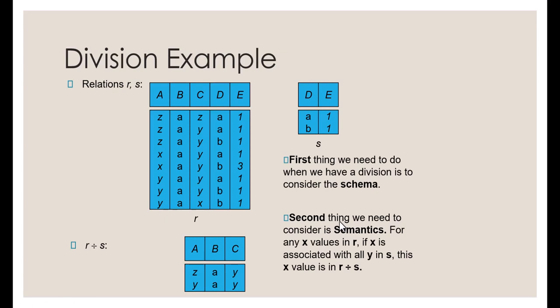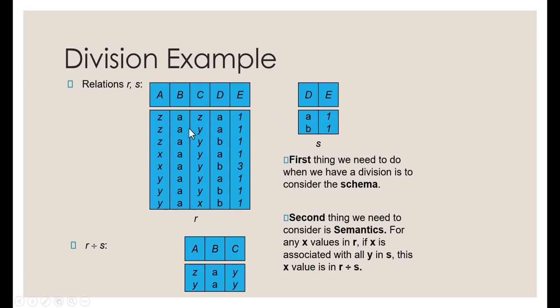So we have R and S. R contains A, B, C, D, E. S contains D and E, so we know that D, E are in common with R and S. We want to find combinations of A, B, C which are associated with both A1 and B1. So Z, A, Z. Do we have ZAZ with A1 and B1? ZAZ is with A1. Do we see ZAZ with B1? Actually, that's the only ZAZ, so that does not qualify because we are not able to find ZAZ with B1.